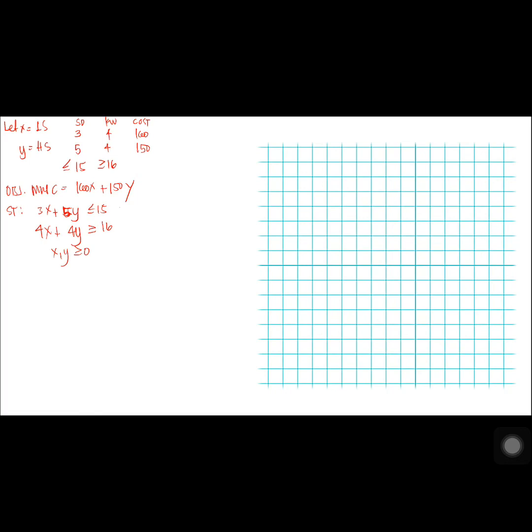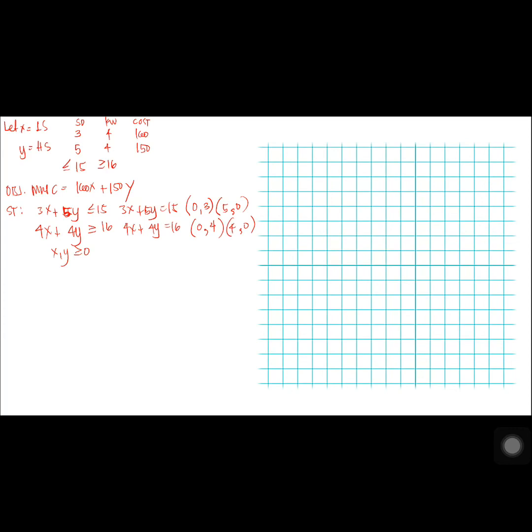Again, for this one, let's make this an equation. We have 3x plus 5y is equal to 15. So here, if x is 0, what is y? We have 3. If y is 0, what is x? We have 5. For this one, we have 4x plus 4y is equal to 16. If x is 0, y is 4. And if y is 0, x is 4.